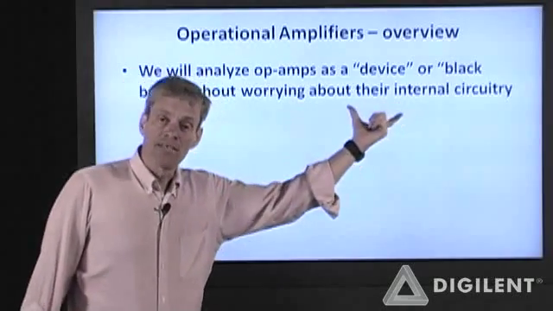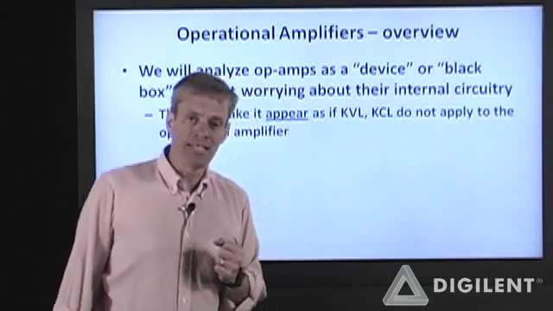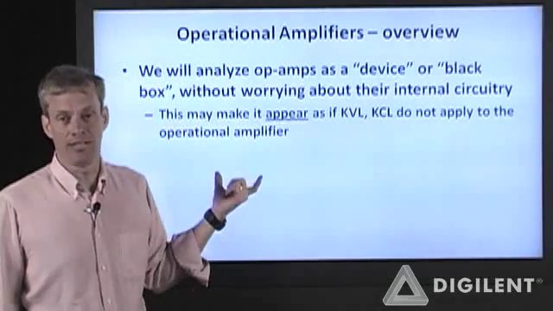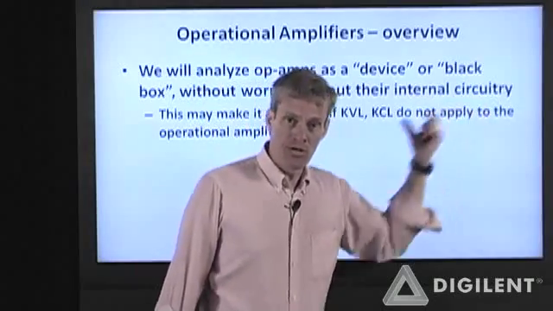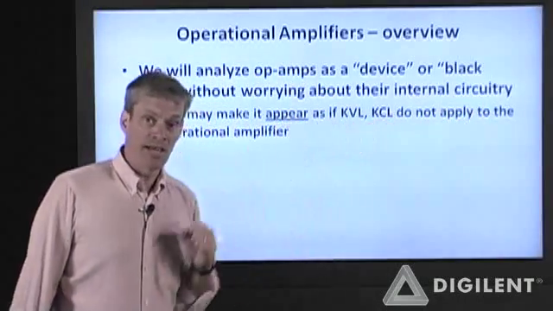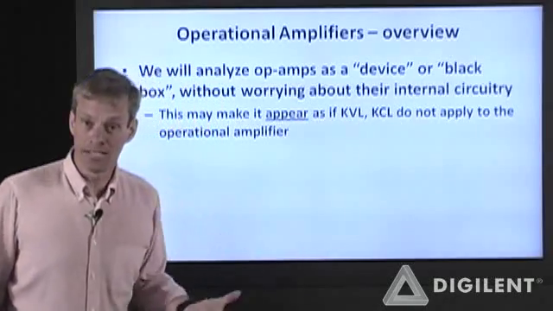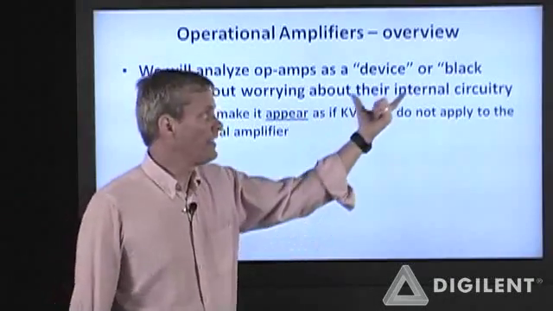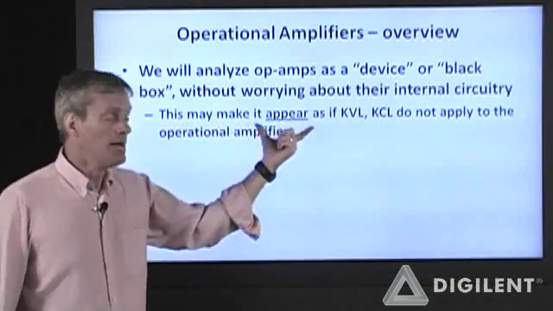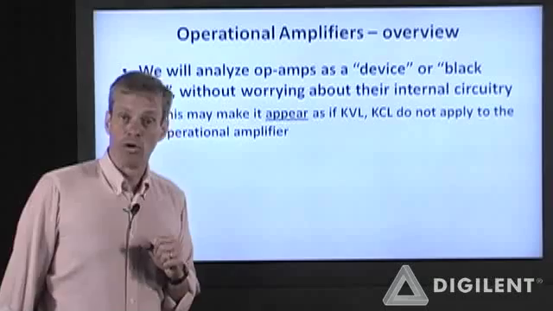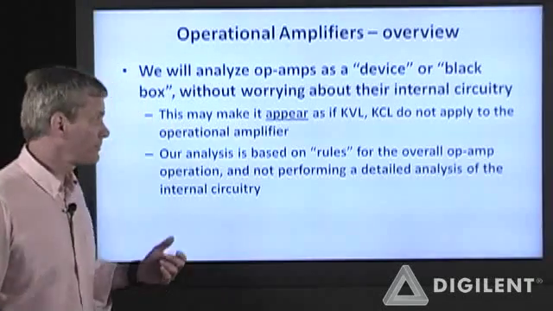One of the drawbacks of dealing with things this way is that it may appear as if KCL and KVL don't apply to these guys. That's not true. If you model the internal circuitry, these guys do satisfy KVL and KCL. It's just that there's something very complicated going on inside there. Number one, they've got an external power supply that's feeding them current or voltage or whatever, that we are generally not going to worry too much about when we're looking at the op-amp as part of an overall circuit.